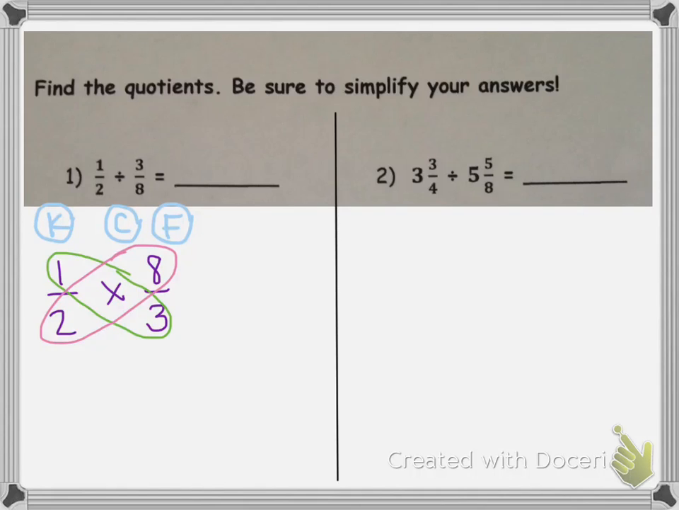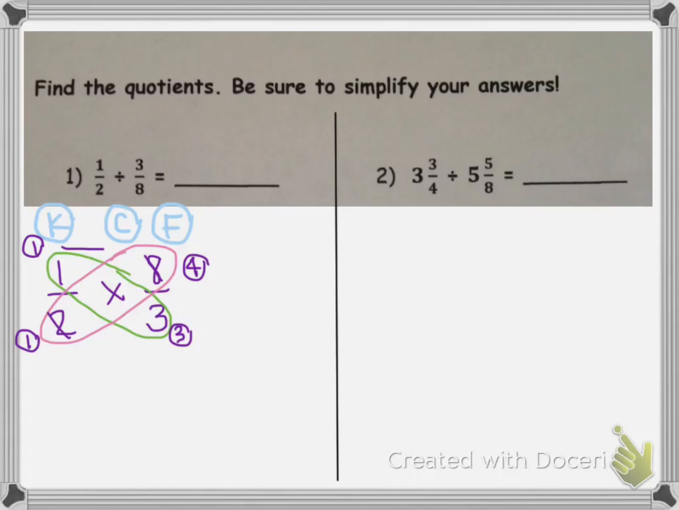Can 1 or 3 go into both 1 and 3? Well, yes. 1 can go into both 1 and 3, but that's not going to change my numbers. So that stays a 1 and this stays a 3. Now I look at my 8 and my 2. Is there anything that can go into both 8 and 2? Yes. 2 can go into both 8 and 2. 2 can go into 2 1 time, and 2 can go into 8 4 times.